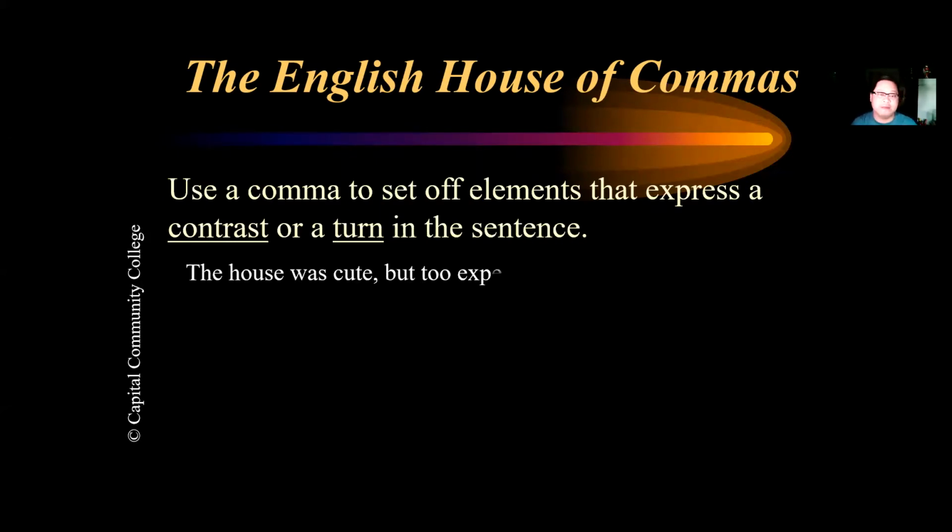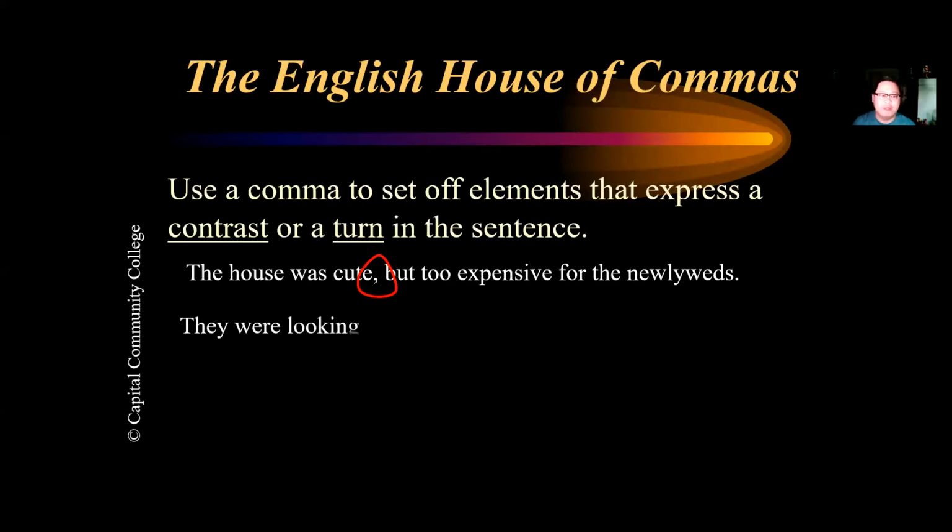Okay, like this example. The house was cute. That's something positive. Put a comma, which actually signifies contrast. We use a conjunction, but too expensive for the newlyweds. So again, there are two contrasting pieces of information right here. One is positive, one is negative, and these two contrasting ideas are joined by the word but. Okay, so the house was cute, that's a positive, comma, but too expensive for the newlyweds.